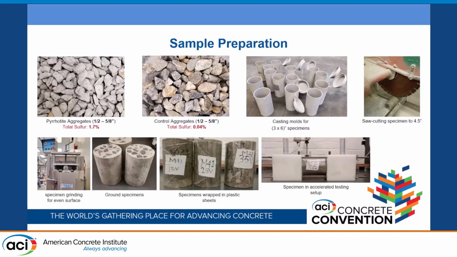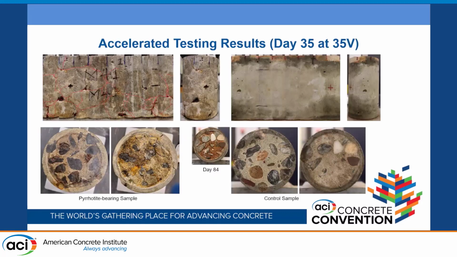We ran three samples: one at 15 volts, one at 25 volts, and one at 35 volts. We wanted to know how the applied voltage affected deterioration rates, if it would have an effect on the rate of deterioration. I'm only showing the 35 volt samples here. After 35 days, this was what our sample looked like. You can see the body of the cylinder right here, and these are the faces. This was the face on the sodium chloride end, and this right here was the face on the sodium hydroxide end.